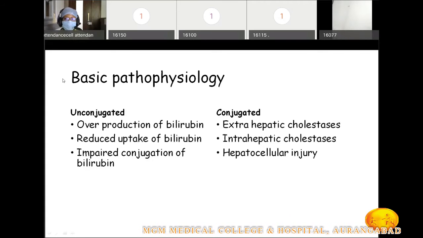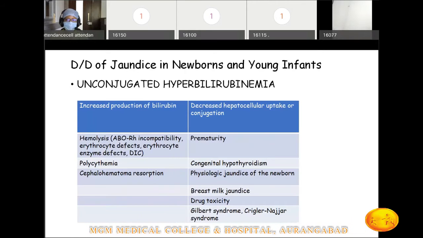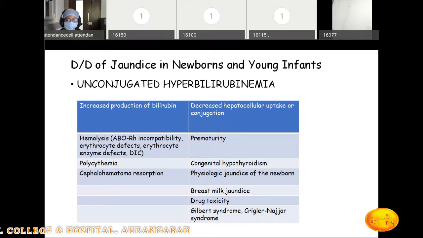So you've got a little bit of differentiation. Age-wise, there are differences in the etiology of jaundice. The table that I am showing you right now shows the differential diagnosis of jaundice in newborns and young infants. As we saw, there are three mechanisms: increased production of bilirubin, decreased hepatocellular uptake, or impaired conjugation. Though I've used only two columns over here, there are three pathophysiologies.